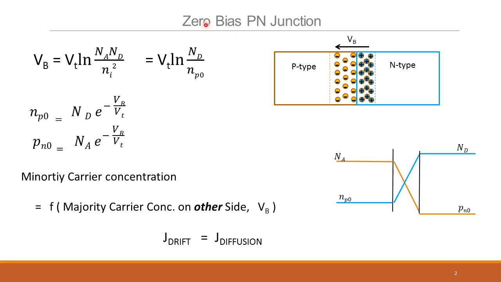Under this condition, zero bias, we also saw that J drift equals J diffusion. That is, the drift current is equal to the diffusion current. So this is just a small recap about the zero bias condition in the PN junction.